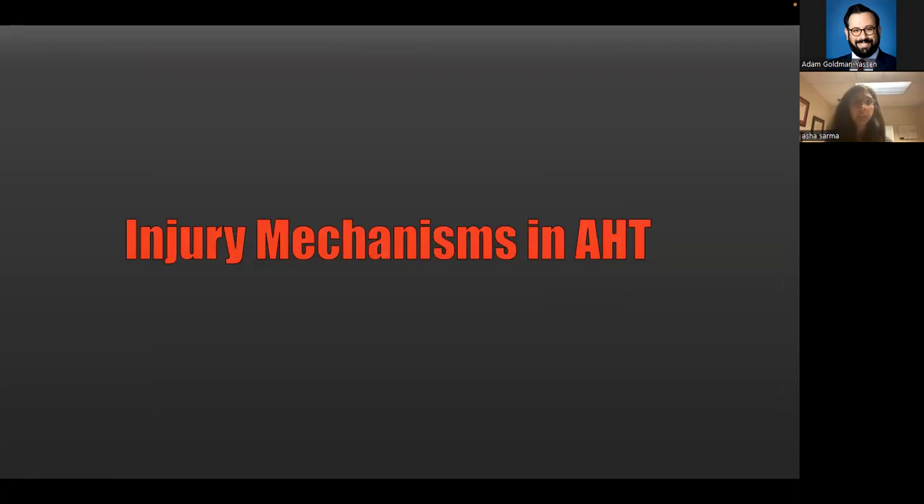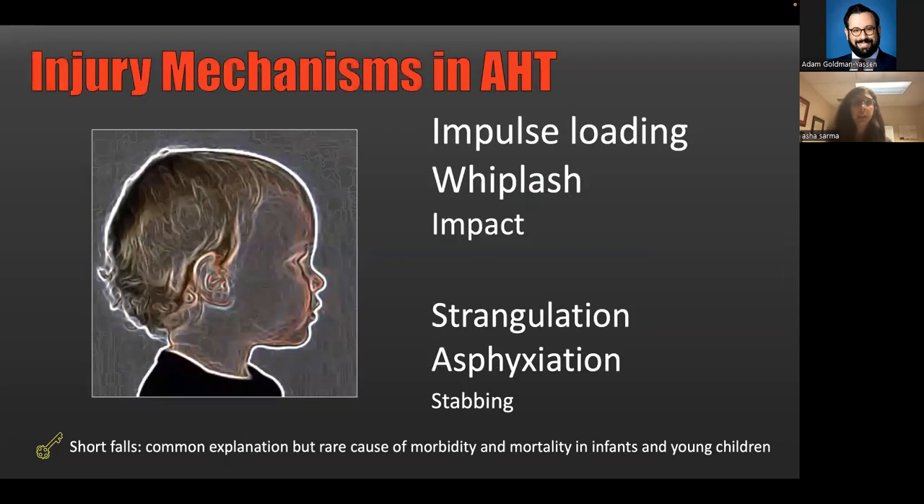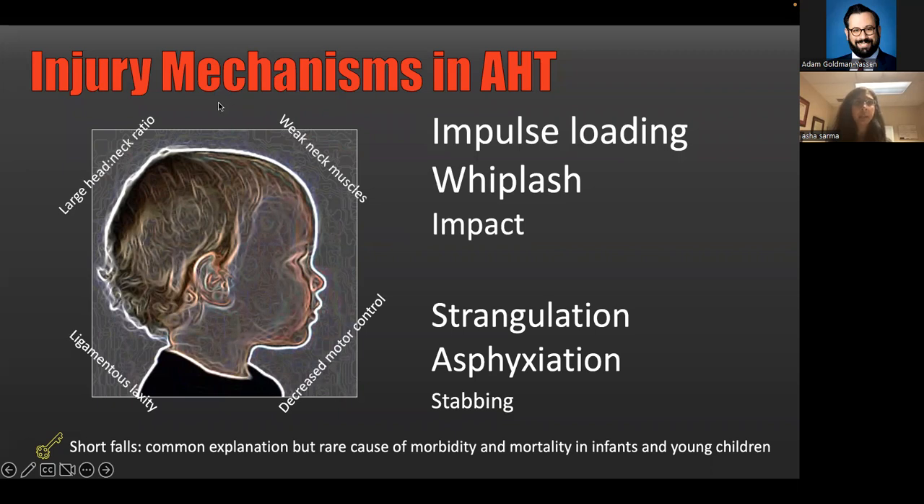So next, it's important to reflect on some injury mechanisms in abusive head trauma in order to understand the patterns that we see. The primary mechanisms that we see are impulse loading, in other words, the kind of injury that you get from shaking, and whiplash, which is also associated, and then impact, strangulation, asphyxiation. Stabbing, I think, is a little bit more rare, but children under 1 especially are very vulnerable to these kinds of injury mechanisms because their bodies are different than more mature patients' bodies.